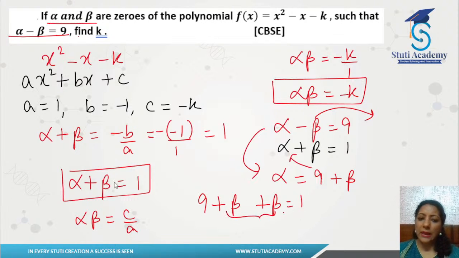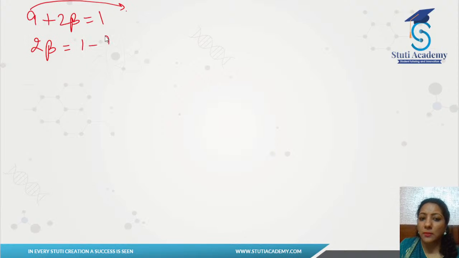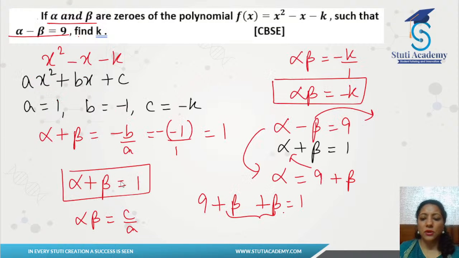We can combine the like terms and we'll get 9 plus 2 beta is equal to 1. So 9 we'll take on the other side. We'll get 2 beta is equal to 1 minus 9. 2 beta is equal to minus 8. And finally, beta is minus 4. So beta, we have got minus 4 here.